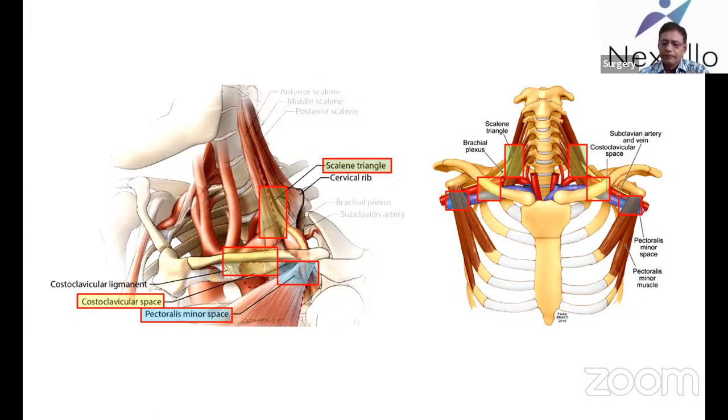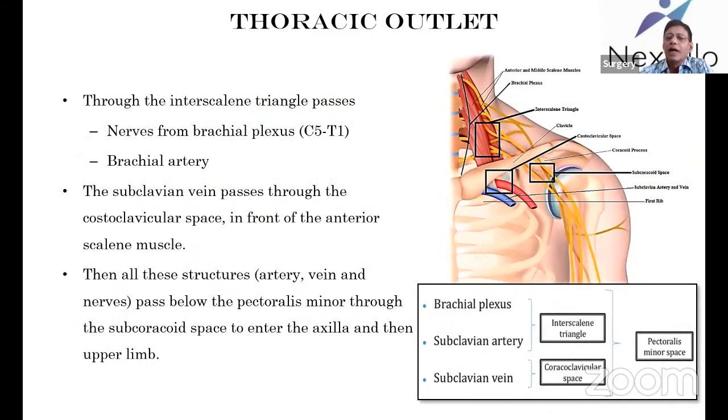So furthermore, what is happening here? Through the interscalene triangle, two structures pass: the nerves of the brachial plexus and the artery. The vein does not pass through the interscalene triangle. It is only the nerve and the artery. The vein passes through the costoclavicular space. So through the costoclavicular space, the subclavian vein passes. And ultimately, all of these three structures pass through the pectoralis minor space. Fine. So this is it.